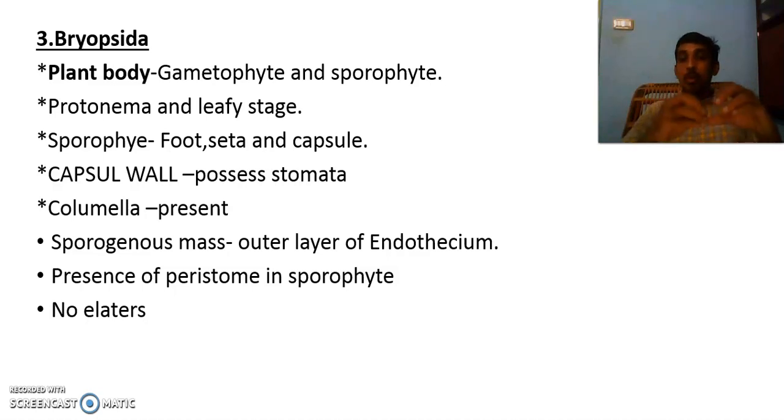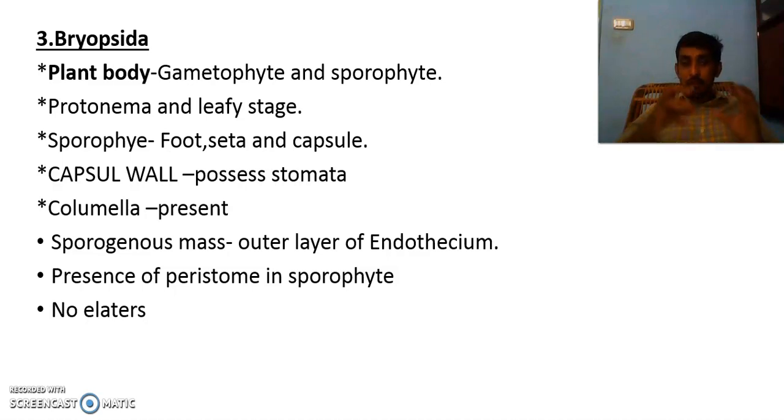Actually, the protonema stage starts to develop from the spore. By the germination of the spore, the protonema starts. The spore germinates and forms a multicellular, horizontally growing green filamentous structure over the substratum. That is called protonema. It is divided into primary and secondary protonema. And from that protonema, an erect stage having leaf-like, stem-like and root-like structures develops. That stage is called the leafy stage.